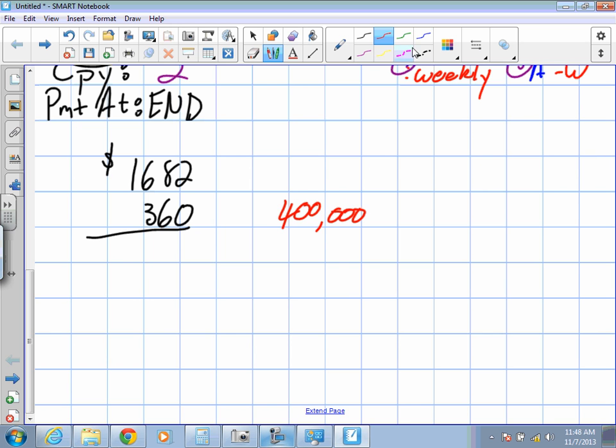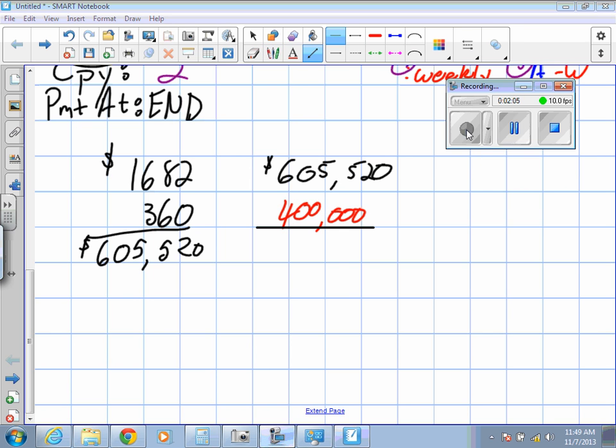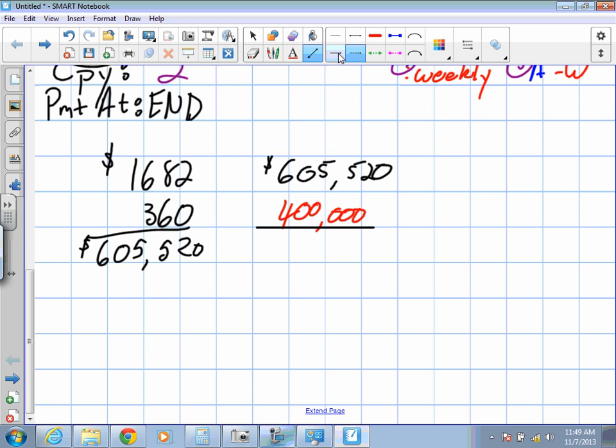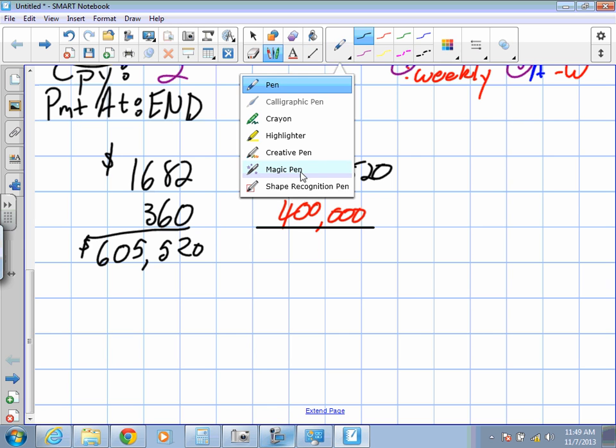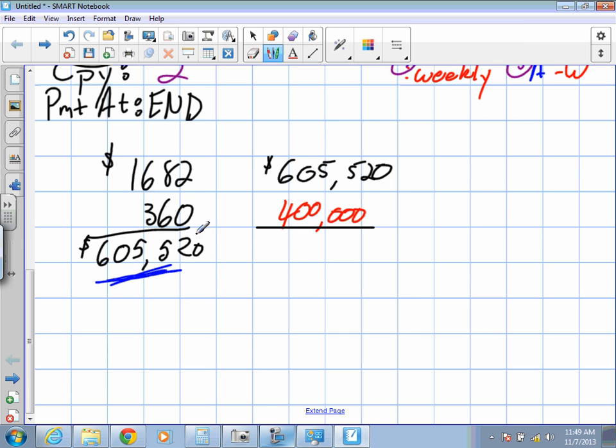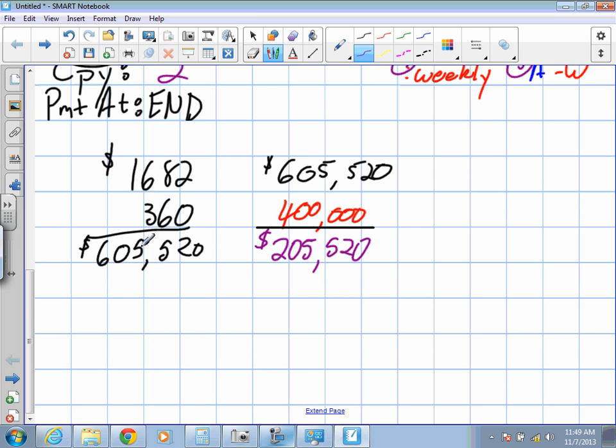So we quickly calculated, and over the life of this mortgage, you pay $605,000. So in terms of interest, we subtract it from our original mortgage. Our interest paid is $205,520. That's a lot of interest on a mortgage.